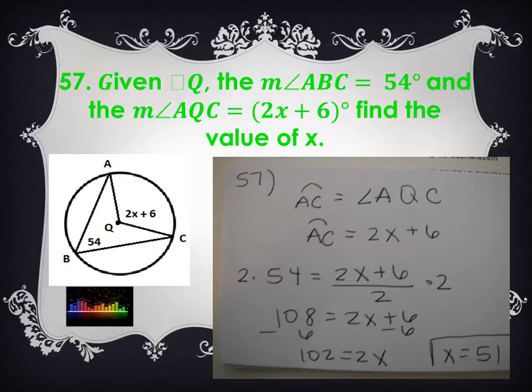So you get 108 equals 2x plus 6. Subtract 6 from both sides, and you're left with 102 equals 2x. And then you've got to divide both sides by 2 to get x by itself.